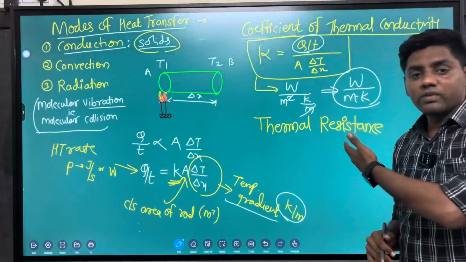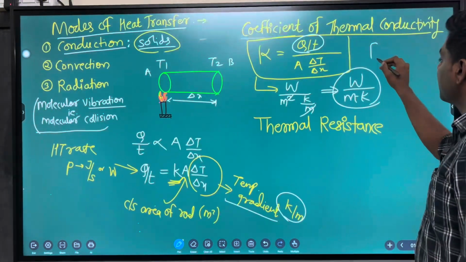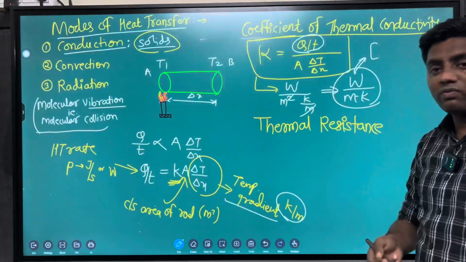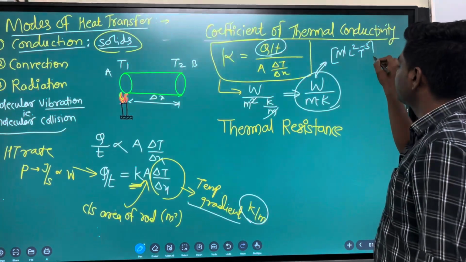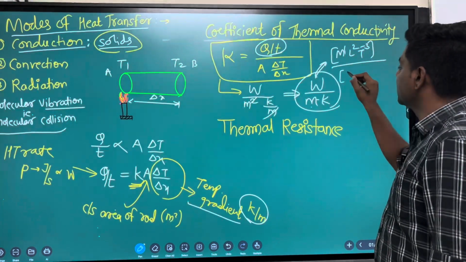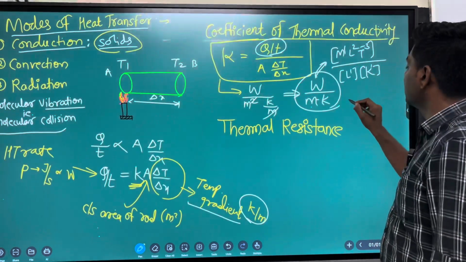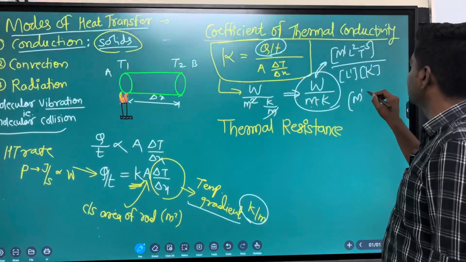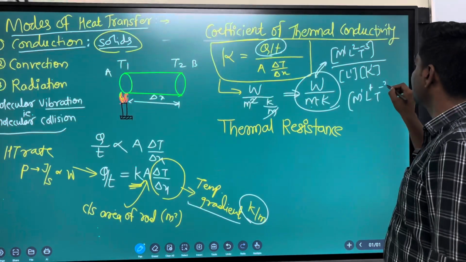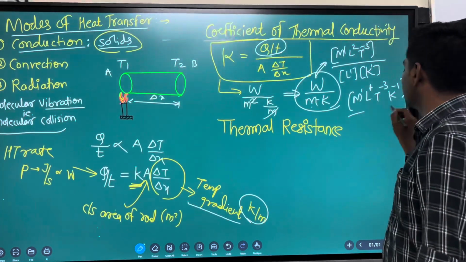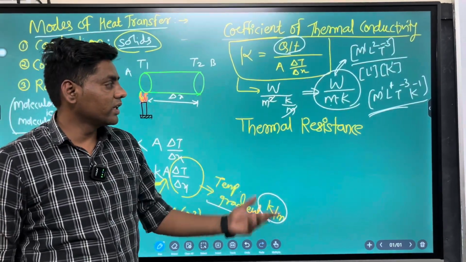On the basis of the SI unit we have to find the dimension. So we can solve the dimension. You have to remember the dimension of watts, that is M1 L2 T minus 3. Dimension formula of meter is L1. Dimension formula of temperature is K1. So that is M1 L1 T minus 3 K minus 1. This is the dimensional formula for coefficient of thermal conductivity. So now it is very easy to remember.